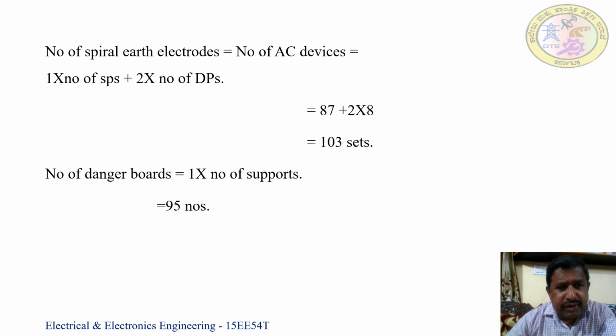Next item is number of spiral earth electrodes. That is also equal to number of anti-climbing devices. That is equal to 1 into number of single poles plus 2 into number of double poles. That is 1 into 87 plus 2 into 8. So total is 103 sets. Next item is number of danger boards. That is equal to 1 into number of supports. Totally 95 numbers are required.